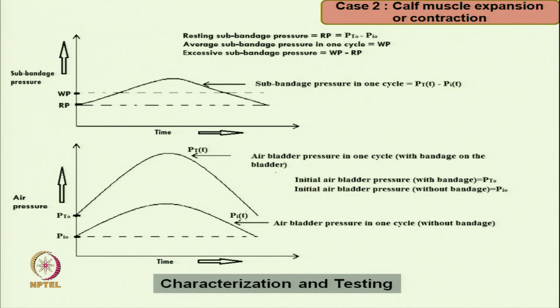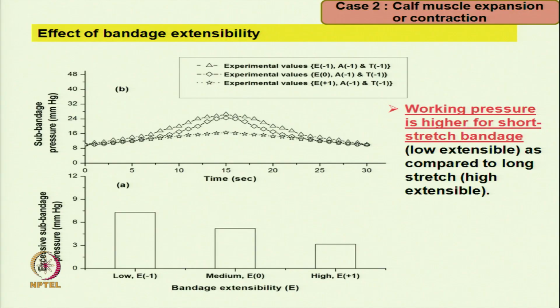Now, coming to the experimental results, here we can see the effect of bandage extensibility. So, bandage extensibility E minus 1, E 0, E plus 1. On the y axis is the excessive bandage pressure. For low stretch, keeping all other parameters constant, the low stretch bandage will impart higher pressure, and high stretch bandage will impart lower pressure, that we have already seen earlier.